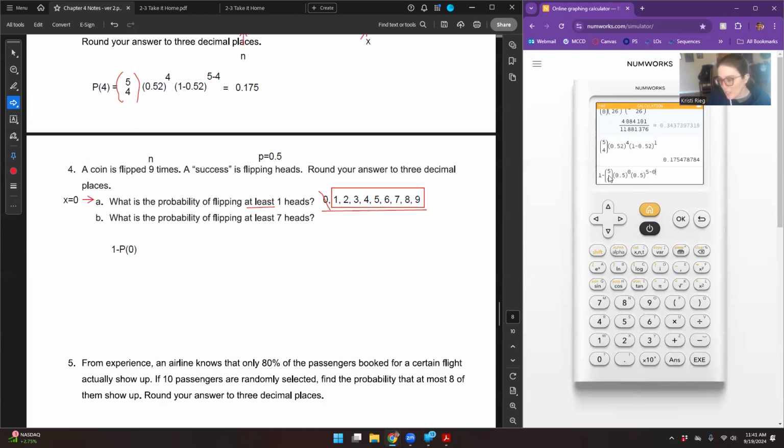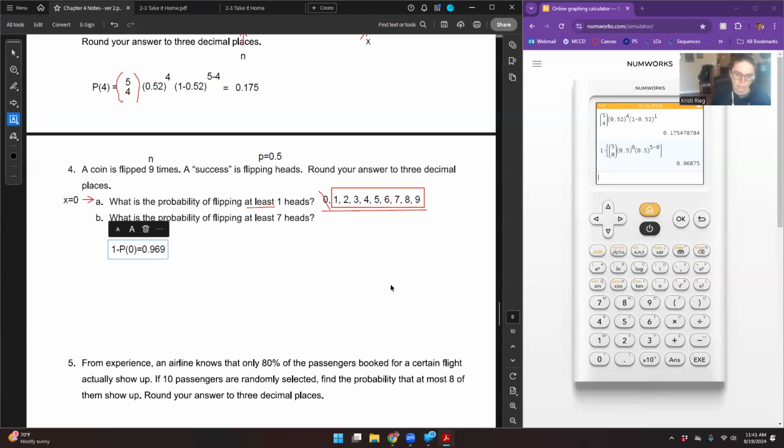Now this is all times, so it's okay to have it written like this, but if you would prefer, you could always just give it a big old fat parenthesis so you know for certain that it's subtracting the right thing. And we get a nice big number because it's a pretty high probability that I'm going to flip a head at least 1 time. What is it? We're doing 3 decimal places, 0.969. So this is the answer to part A.